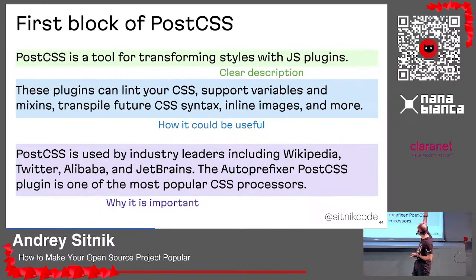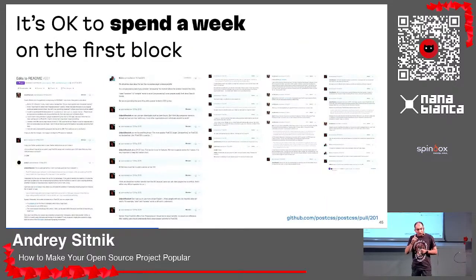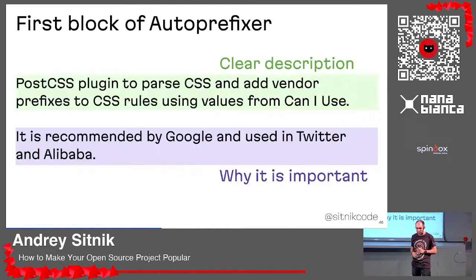First, you need a very clear description of what it does. Not in some programming way, but in the way you speak with your colleagues, in a natural way. Second, you need to explain how it could be useful. And third, you need to explain why it's important, for instance, by comparing who is using your tool. Because this part is very important, it's okay to spend, for instance, a week working on this document. For instance, this is how we made the new documentation for Autoprefixer, and we spent so much discussion just working on this one, technically not one, 3 paragraphs.